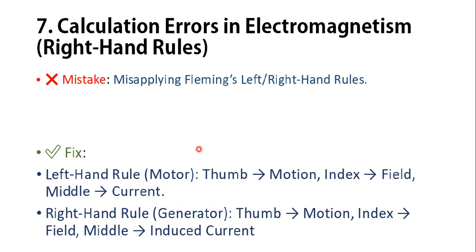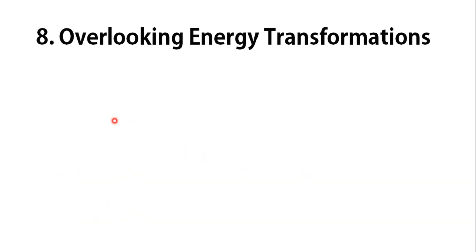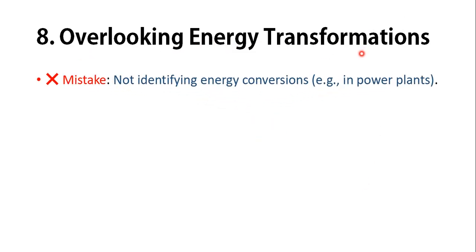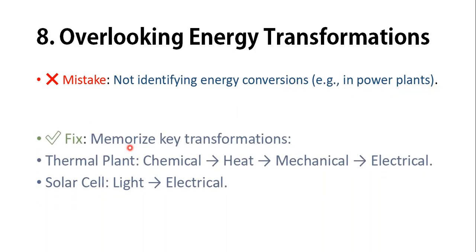Okay. Next, number 8, overlooking energy transformation. What is the mistake? Not identifying the energy conversion, for example in power plants. Okay, how to fix that? Memorize all key transformations. Let us take an example, thermal plant: chemical to heat, heat to mechanical, mechanical to electrical. Like a solar cell: light to electrical.